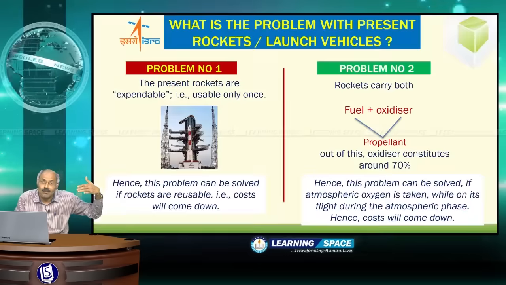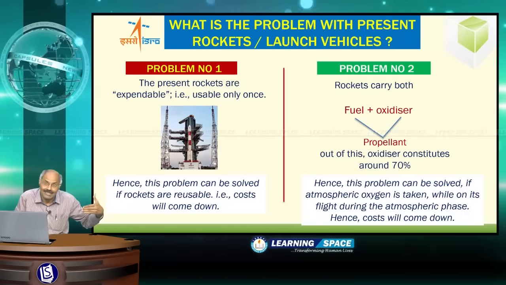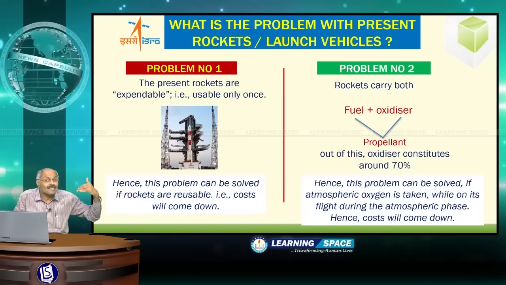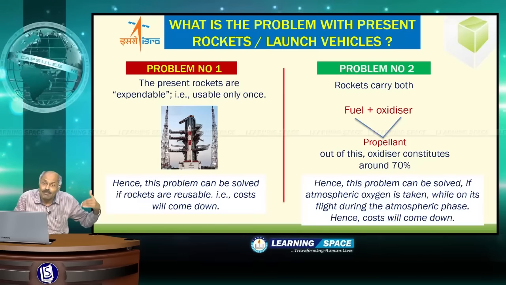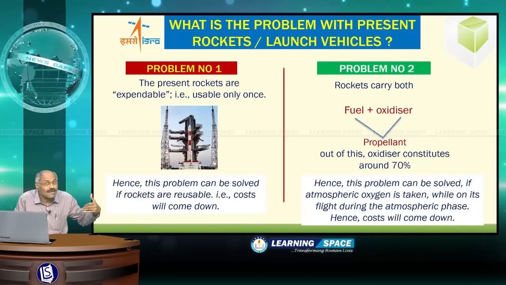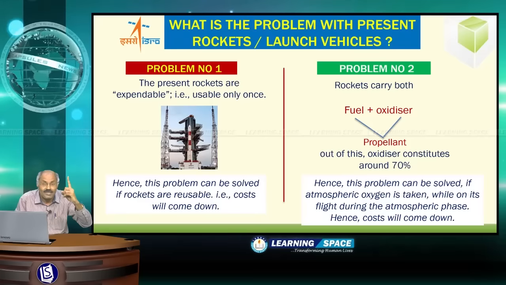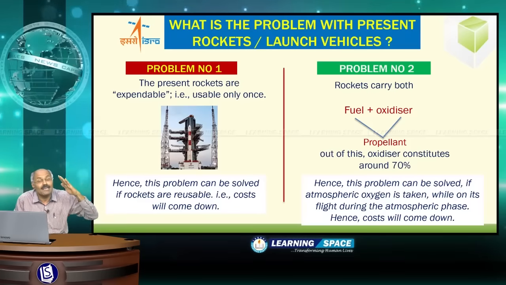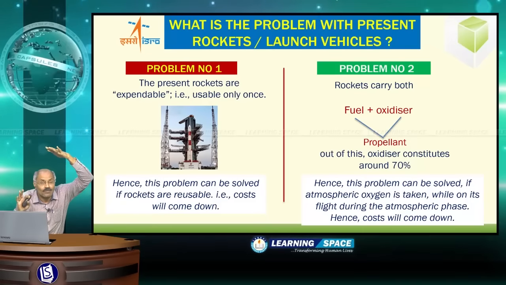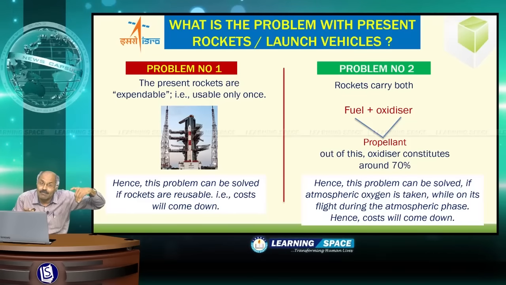And let us look at what are the problems with the present rockets or launch vehicles. There are two problems. One problem is that the present rockets are expendable. What is the meaning of this word expendable? It means rockets can be used only once. That means if a rocket PSLV is taking some satellites into orbit, it cannot be reused. Only once they can be used. That's why they are called expendable.